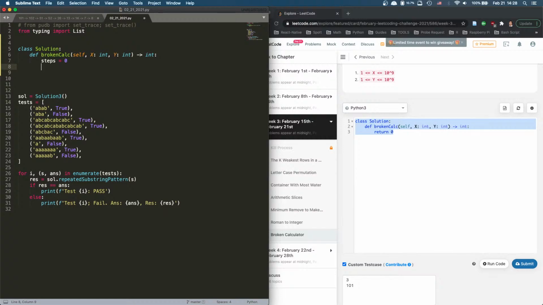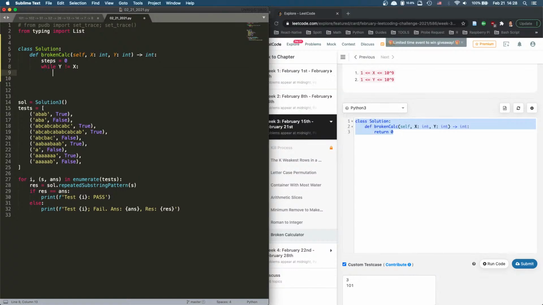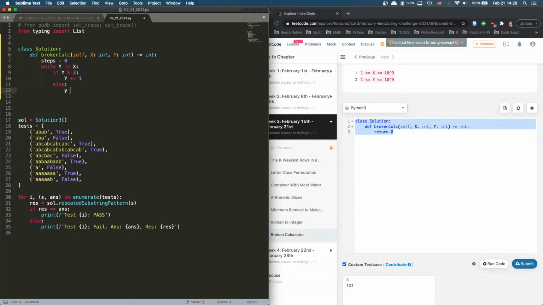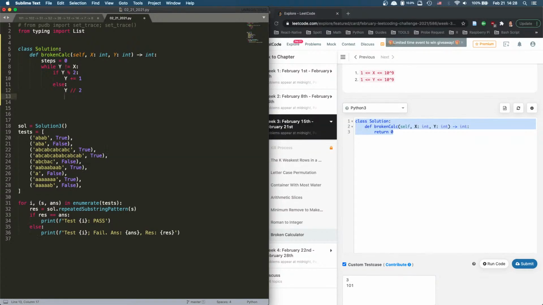And then we just say while y is not equal to x, we're going to change y. If y is an even number, we're going to do y plus equals 1, else we're going to do y divided by 2, and we're going to do steps plus equals 1. I think I can do it in one line. I probably cannot do it in one line, but you know what, I can.